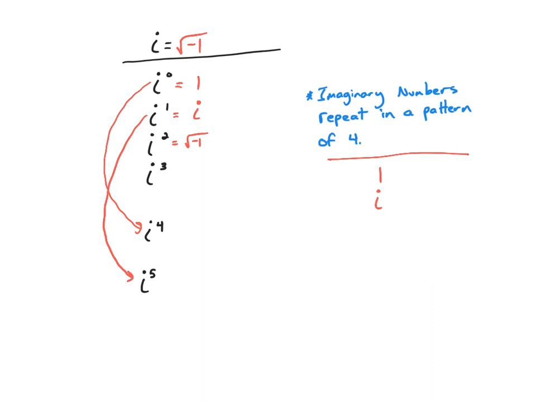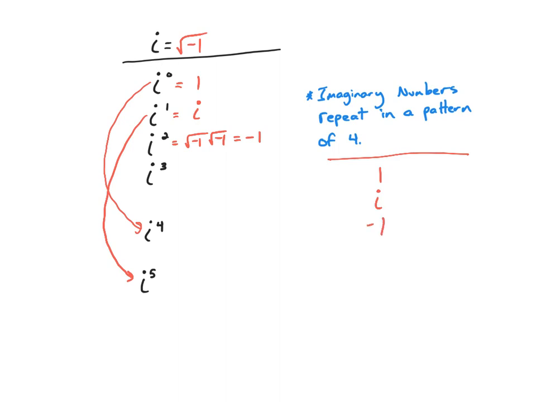i squared is equal to the square root of -1 times the square root of -1. Root -1 times root -1 is -1 because the square root of anything times itself is that number. So root -1 times root -1 is just the number underneath the radical, which is -1.